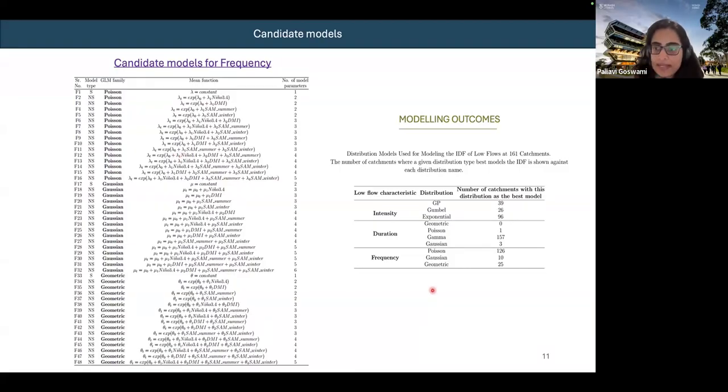The table on the right gives an idea of which distribution was generally working well for intensity, duration, and frequency, because there are a lot of catchments, and we can't assume that all catchments' data would be explained by one particular distribution. That's the reason why we brought in a lot of different distributions. So the idea is to pick the best model and not stick with one distribution or one model and apply it uniformly to all catchments.